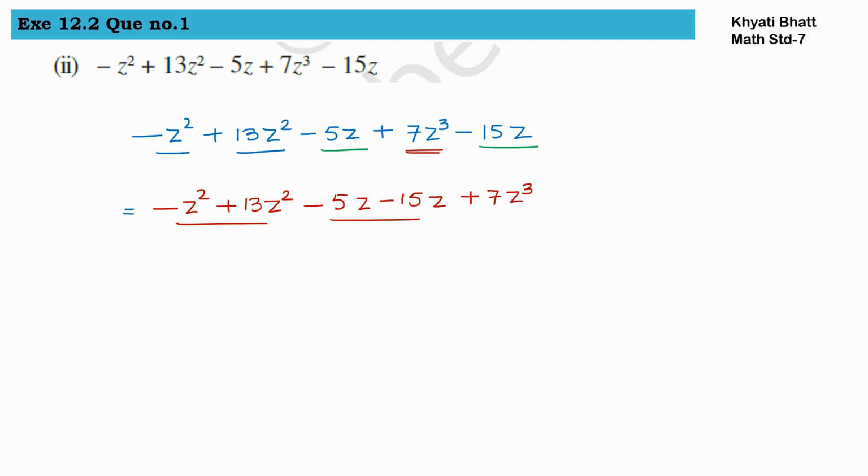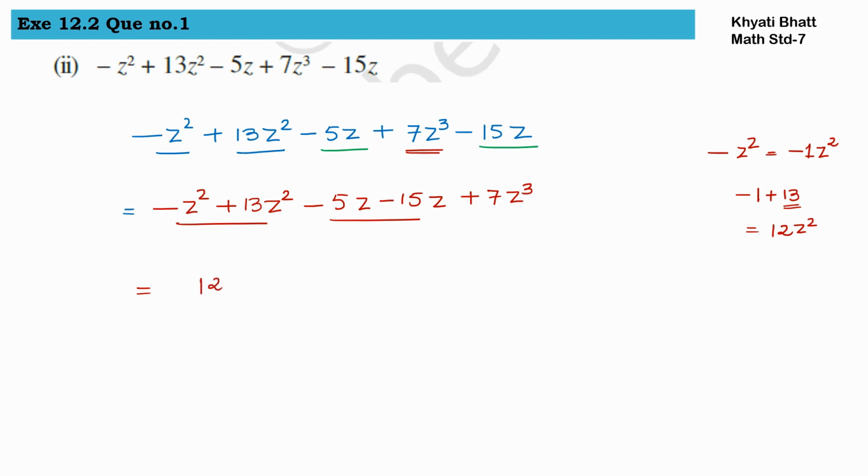Solve these two terms and then the next two terms. Minus z square plus 13z square. Minus z square equals minus 1z square. When there is no coefficient, no constant, we can always consider it as 1. So minus 1 plus 13, z square remains as it is. Minus 1 plus 13, we get 12 and it will carry the bigger number's sign. 13 is bigger, so 12 will be positive. So 12z square will be the answer.